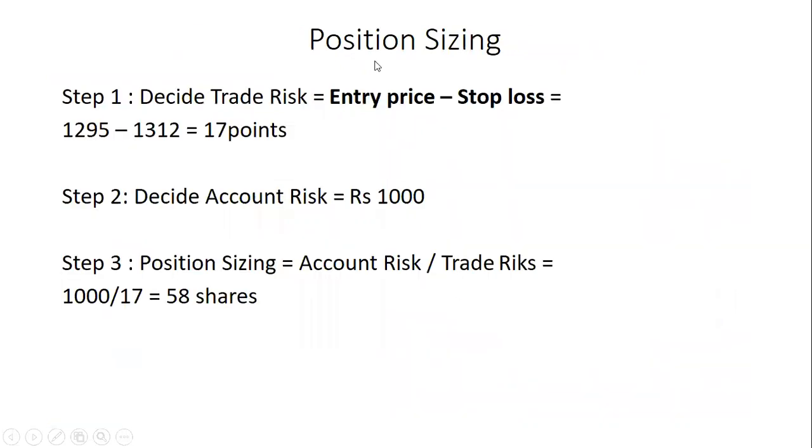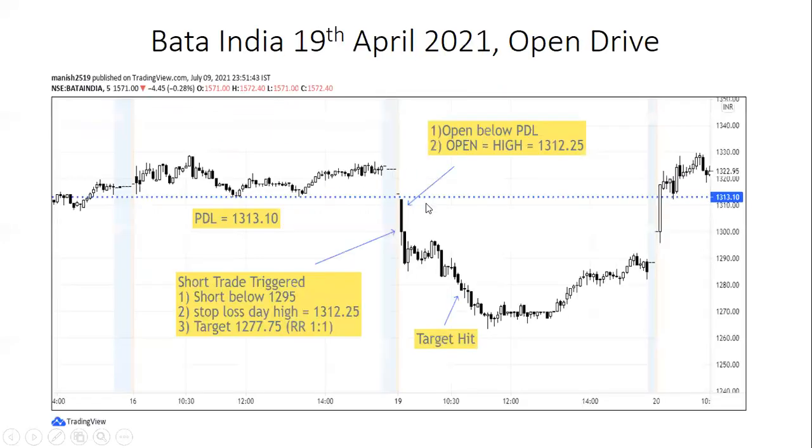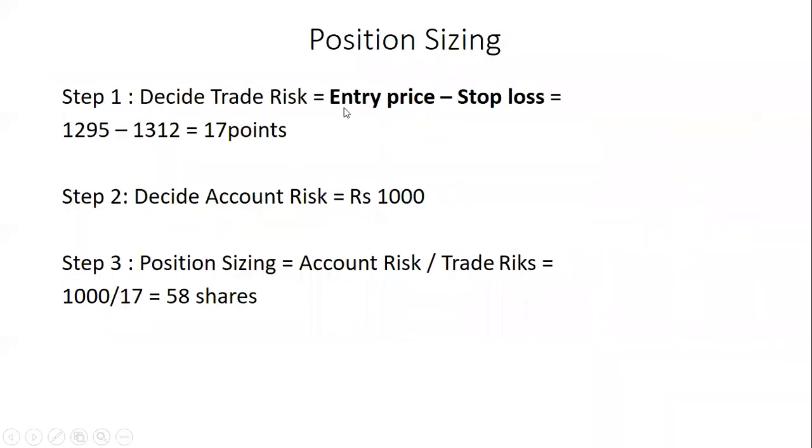Now let's discuss position sizing. How many shares can you short? This position sizing is very important. This is called money management, or you can call it risk management. So there are 3 steps to decide position sizing. Step number 1, you need to decide trade risk. Trade risk means if this trade is not working in your favor, if the stop loss is hit, how much we will lose, how many points we will lose. That is called trade risk. The simple formula to calculate trade risk is entry price minus stop loss.